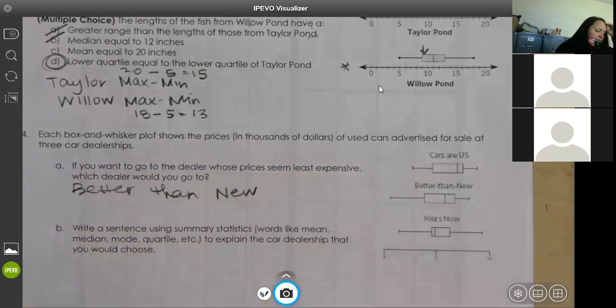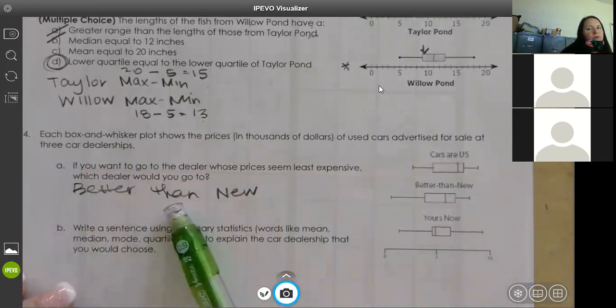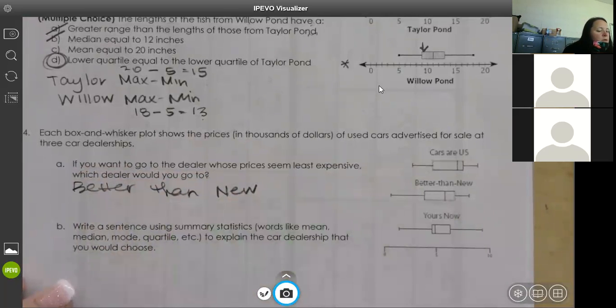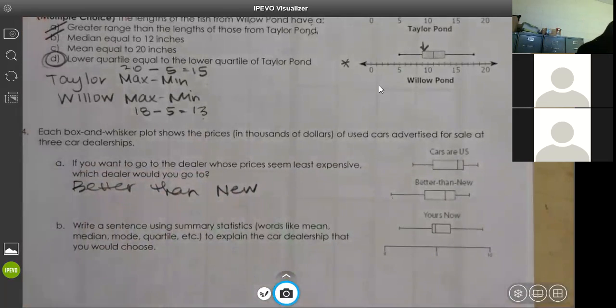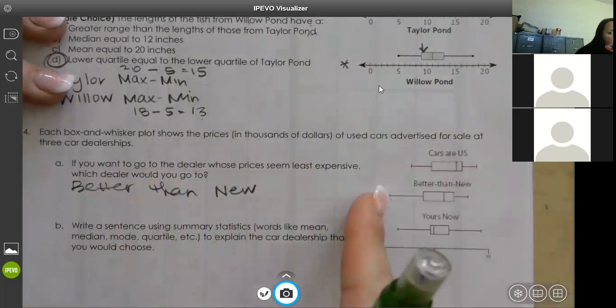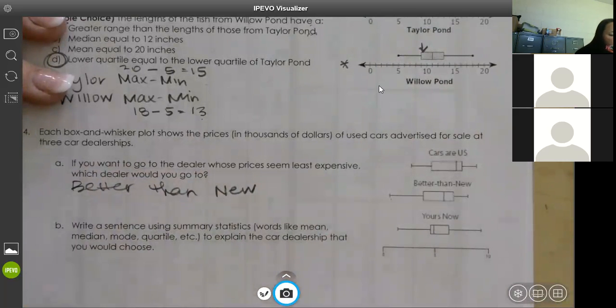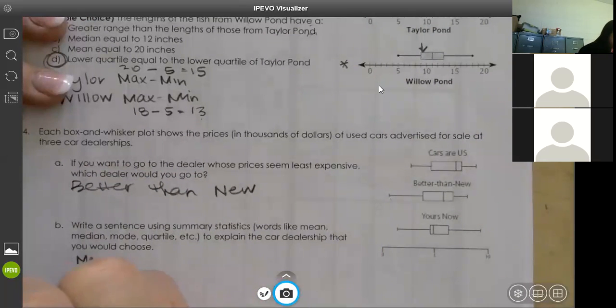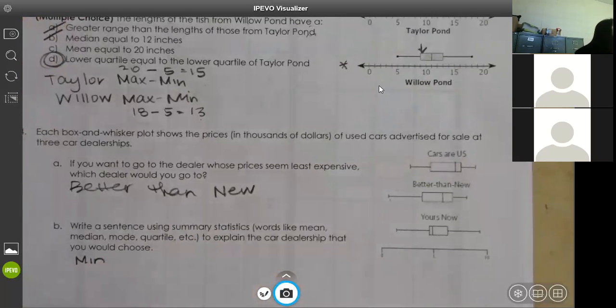Very good. It says write a sentence using summary statistic words like mean, median, mode, quartile, etc. to explain the car dealership that you would choose. So you chose Better Than New. So tell me about Better Than New. Tell me about its minimum compared to the other 2. Look at it. The minimum's here. These minimums are here and here. So what do you know about this minimum? Yeah, it's lower. It's not a hard thing. This is not me trying to trick you. Okay. So the minimum is lower.